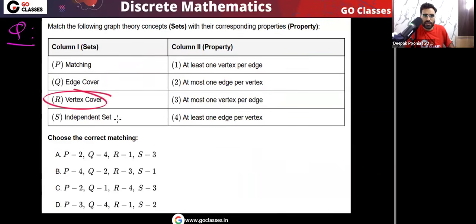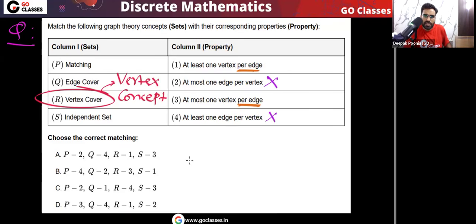And similarly, you can see the remaining two. You can see vertex cover. This is a vertex concept, a set of vertices, basically. It simply means these two options are gone because they are taking edges. At most one edge, at least one edge, but they are taking edges. But vertex cover is a set of vertices. Now you see, per edge what will happen. In the remaining two statements, the question is saying per edge what will happen.